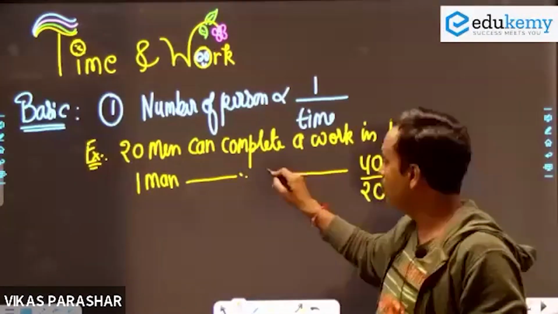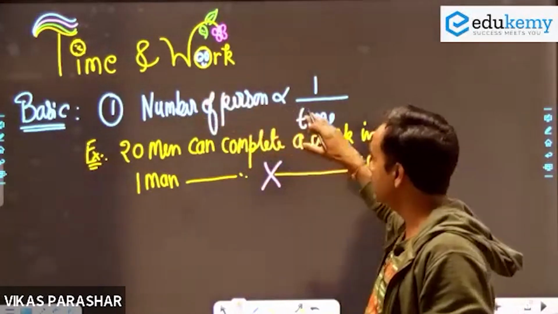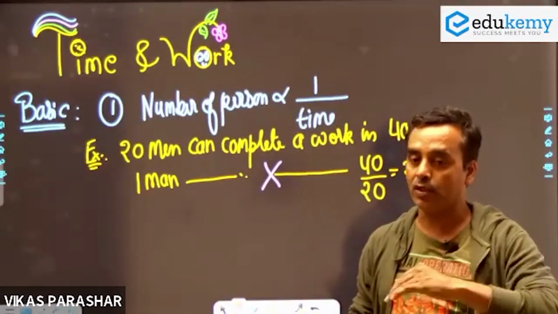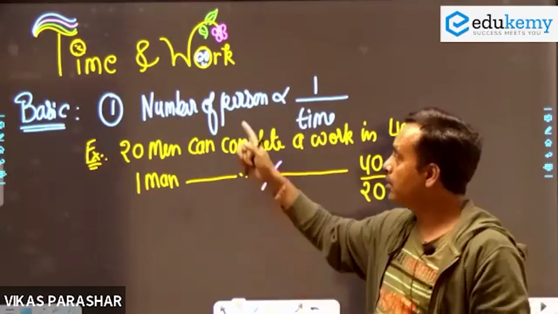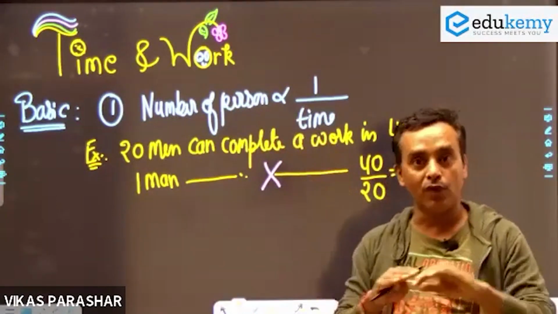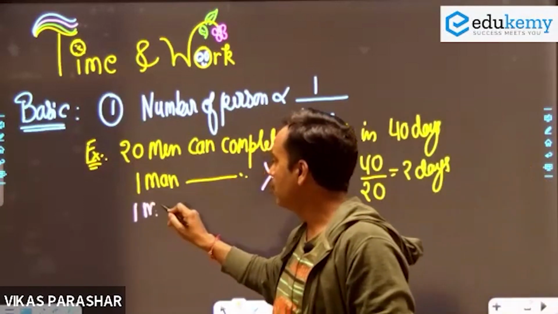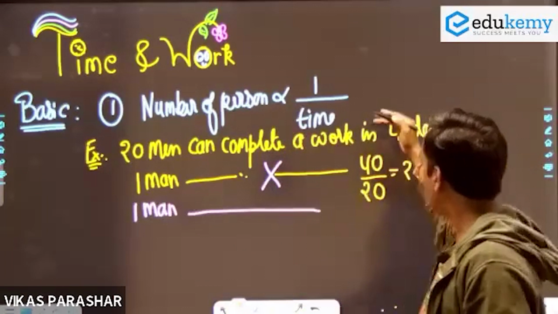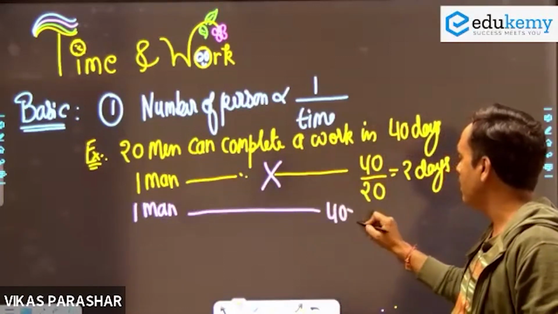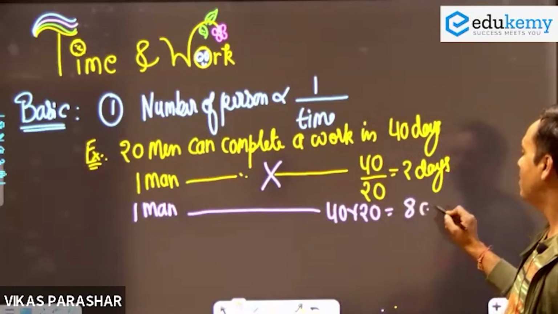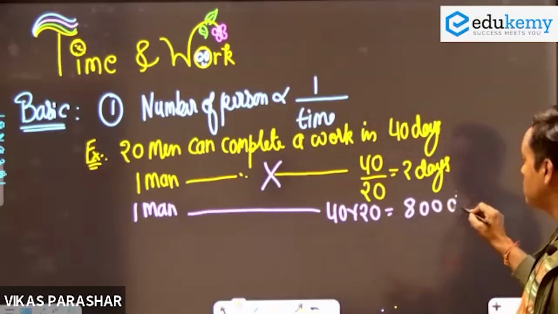This is wrong. No. It will not happen because the relation is inversely proportional. So I am teaching this chapter. This chapter is not a simple chapter because the relation between the number of persons and time is inverse: more person, time less. So you cannot apply the unitary method. So for one man you do not divide. You have to multiply 40 into 20. One man will take 800 days to complete the work.